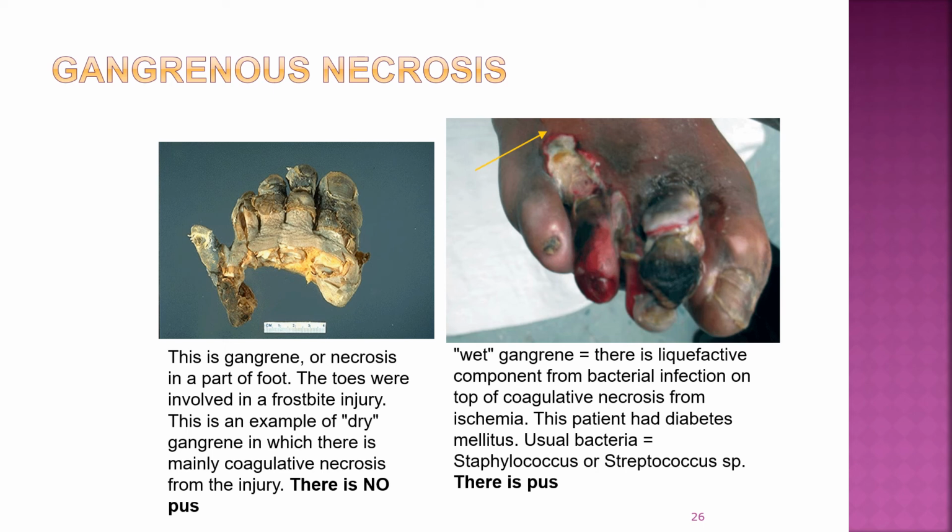The second picture shows wet gangrene. You can see pus over the toes. There is a liquefactive component from bacterial infection on top of the coagulative necrosis from ischemia. This patient had diabetes mellitus.